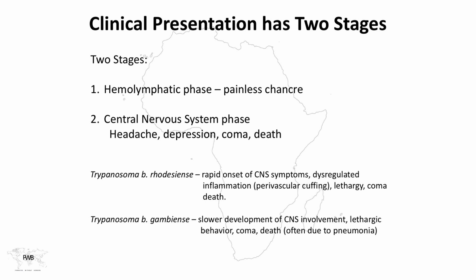Now, the difference, and this is important, between the two types: your Trypanosoma rhodesiense. This is rapid onset of CNS symptoms. We have a dysregulated inflammation, lethargy, coma, death. Now, West African or Trypanosoma gambiense, this is a slower development of CNS involvement. As mentioned, weeks, maybe years.